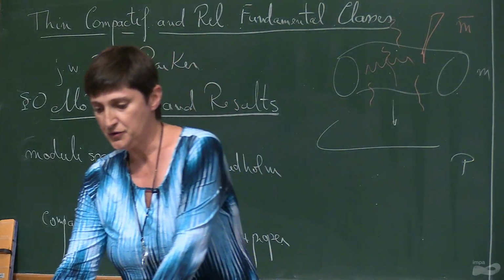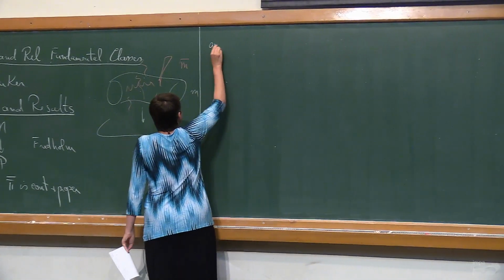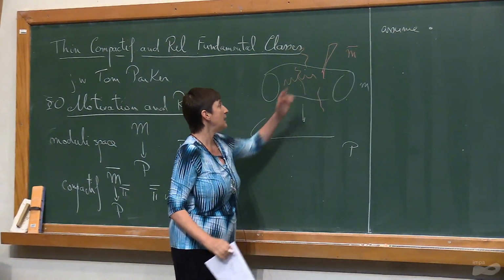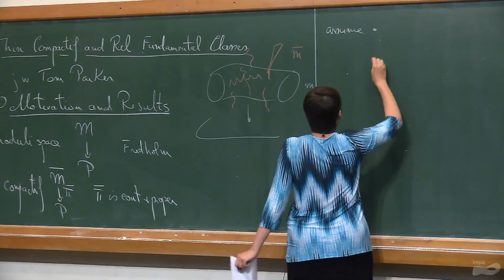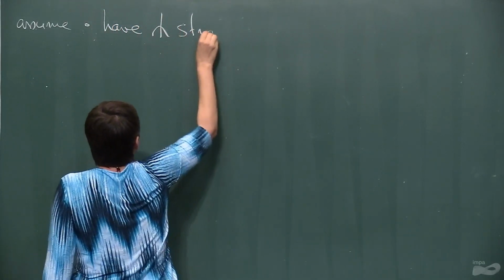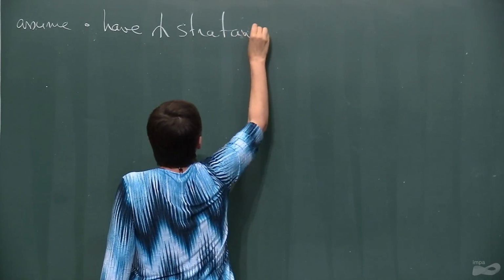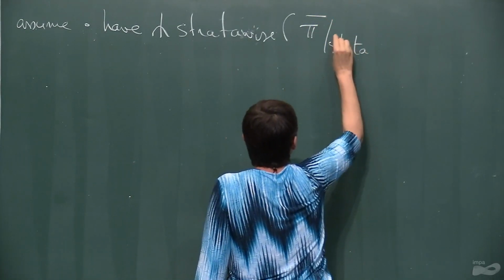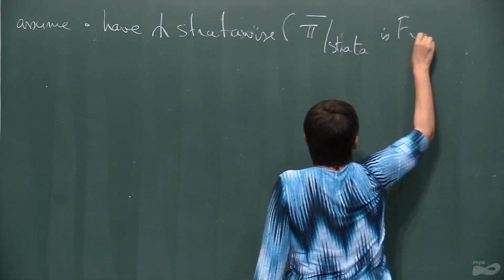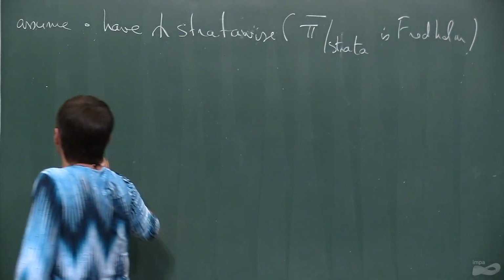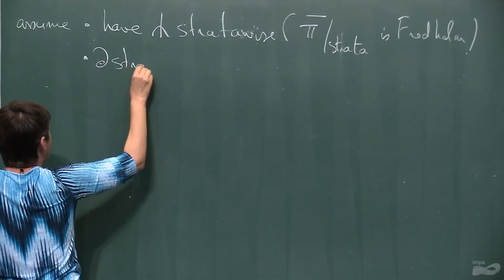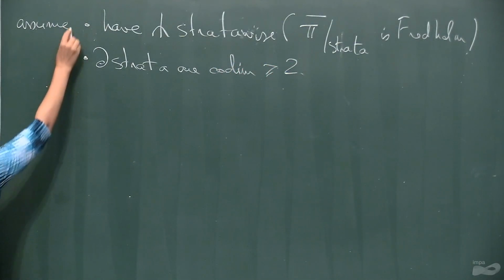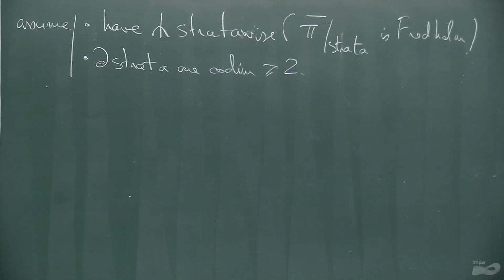Let me also assume the following two things. When you compactify the moduli space, you add some strata, and let's say that we have transversality strata-wise, which simply means that this extension pi bar restricted to the strata that I have added is Fredholm. And I'm also going to assume that the boundary strata that I have added are codimension at least 2. So this is a classical setup when first invariants were defined.